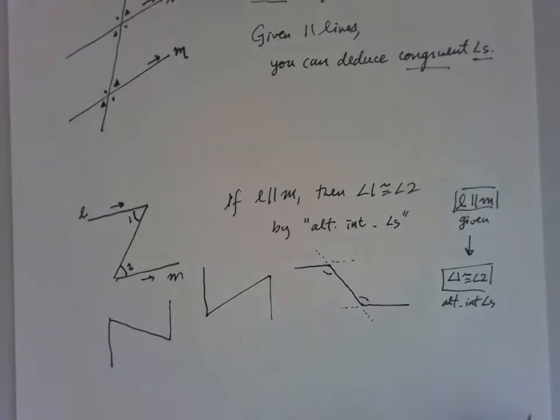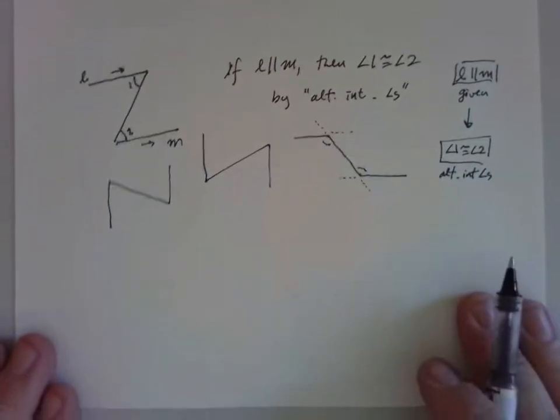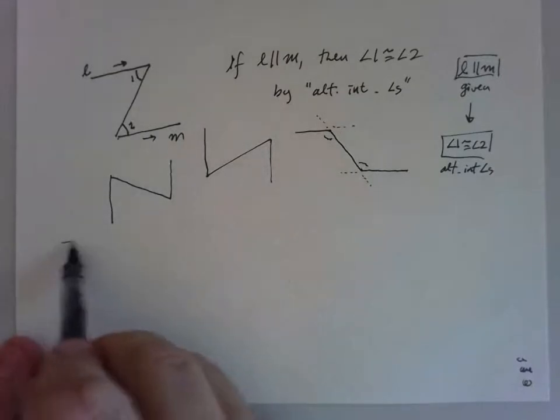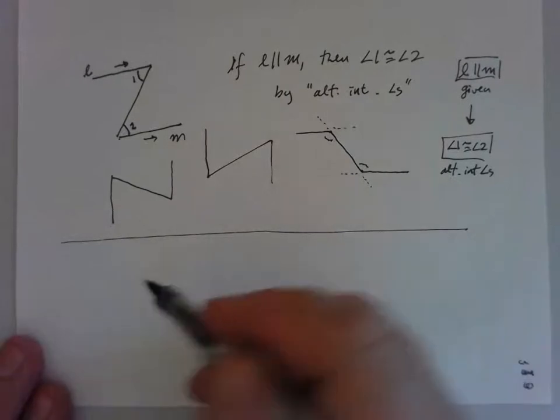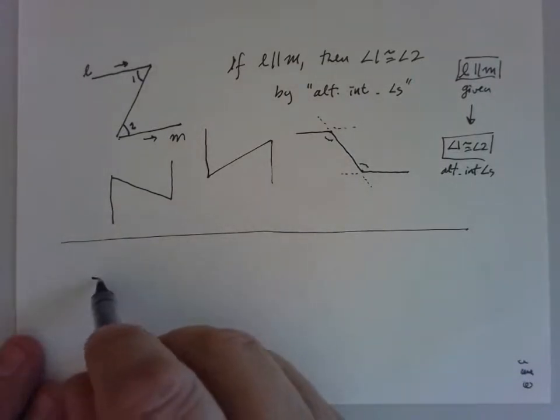The other very common one, but nowhere near as common as alternate interior angles, is corresponding angles. And that's when you have something that looks a little bit like an F. It might be mirror image or might be on its side.